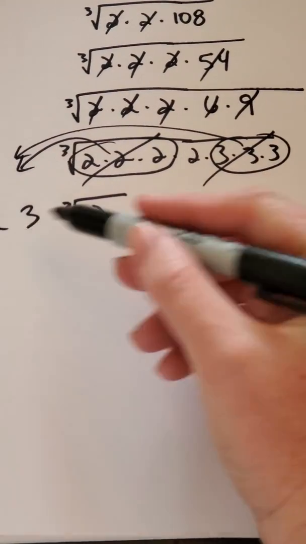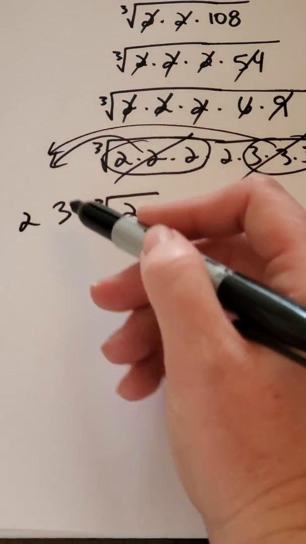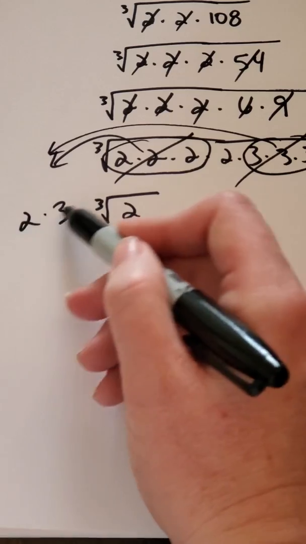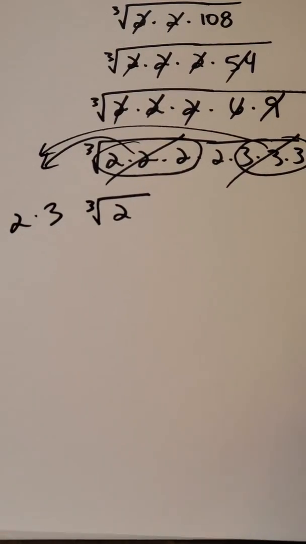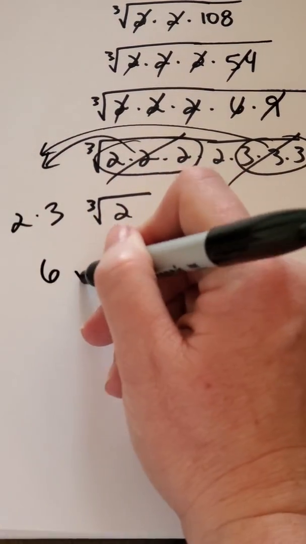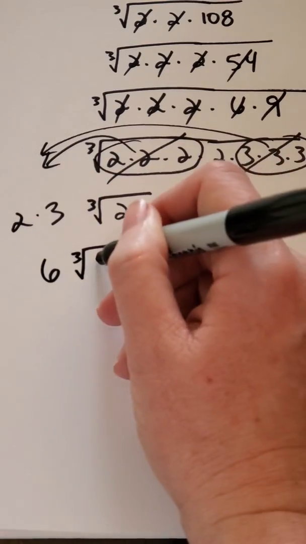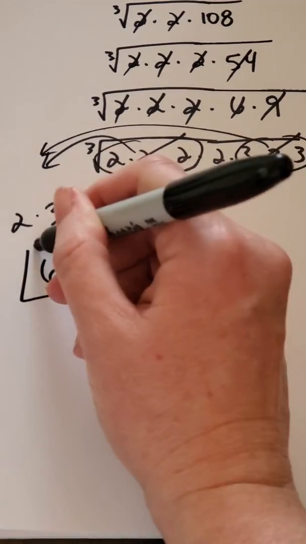Now, it's not 23. It's anytime you have 2 numbers on the outside, you have to times them together. So 2 times 3 is 6, and then it'll be 6 cubed root of 2. And that will be the final answer.